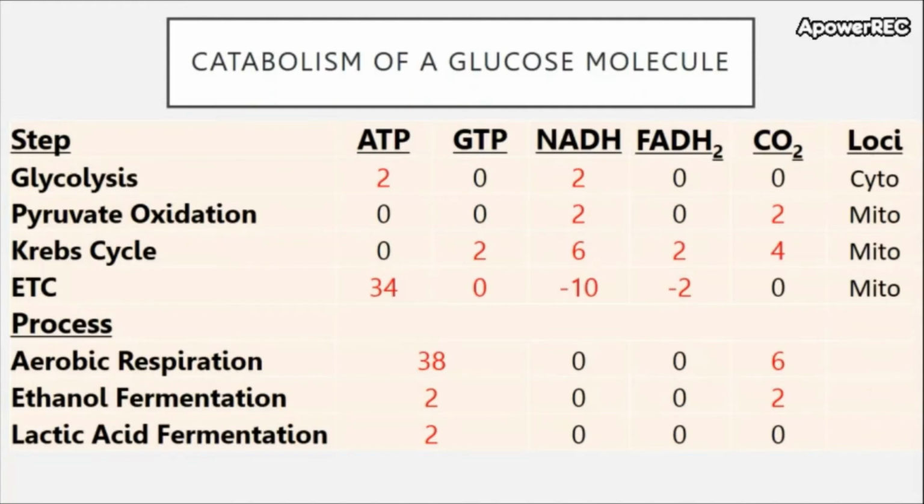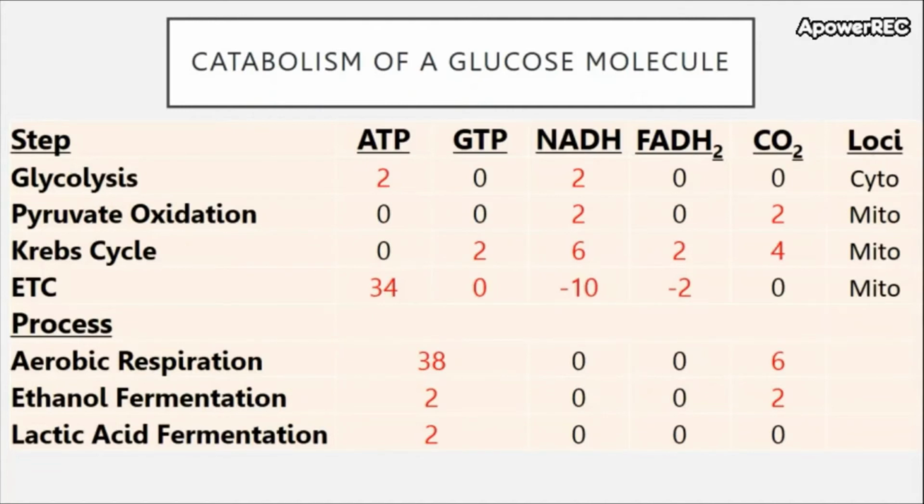So if we add up all the CO2s there, we get 2 plus 4 equals 6, which would be equal to 1 6-carbon sugar molecule, a glucose molecule. In the electron transport chain, we produce by far and away the most ATP at 34. We lose 10 NADHs. In other words, we generate our NAD+. We lose 2 FADH2s, and that's also done in the mitochondria.